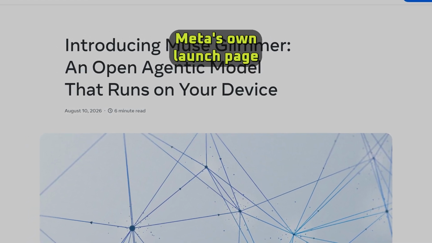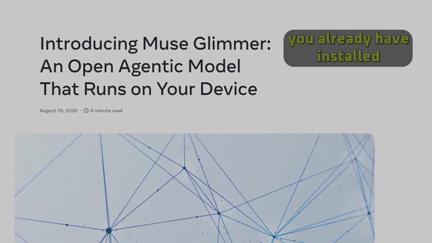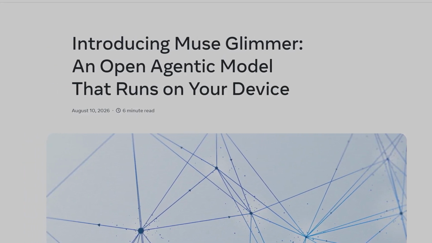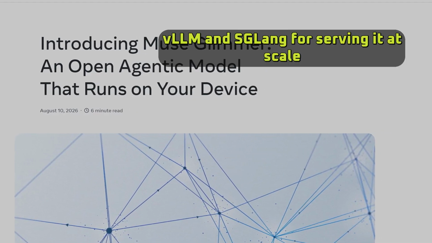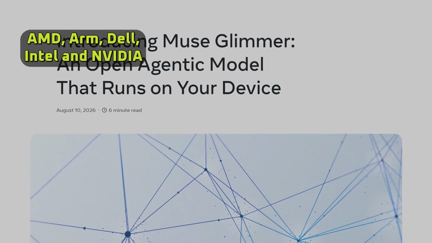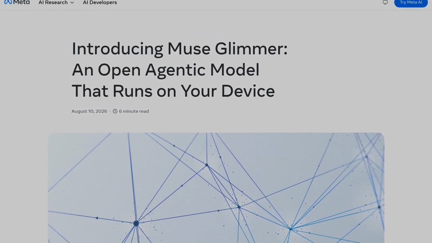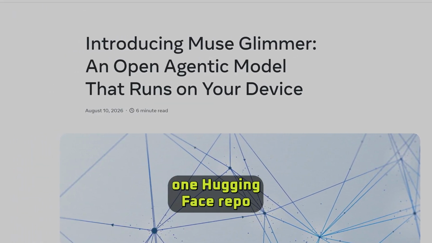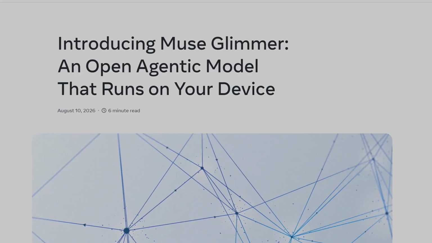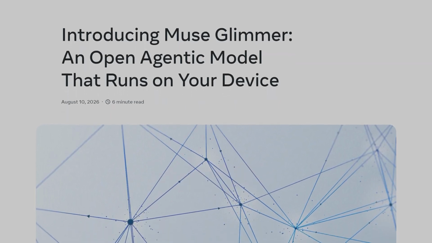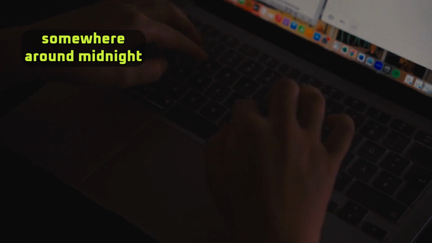Meta's own launch page reads like a list of things you already have installed. Ollama, LM Studio, and Unsloth for running it locally. llama.cpp, Executorch, and MLX at the edge. vLLM and SGLang for serving it at scale. Meta also says it is working with AMD, ARM, Dell, Intel, and NVIDIA to tune the thing per device. The weights are one Hugging Face repo: the full precision checkpoint, 2 4-bit builds, the perception encoder, and the D-flash drafter. The download finishes somewhere around midnight, and then the evening actually begins.